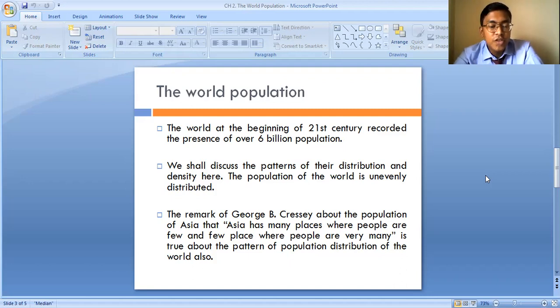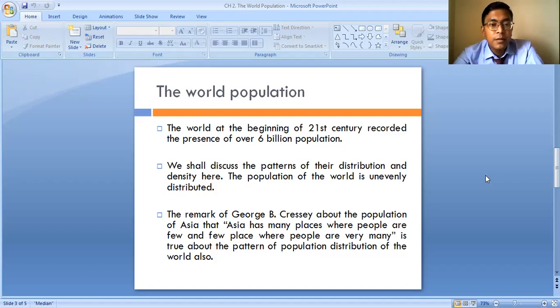In this chapter, on world population distribution, density, and growth, we are mainly going to discuss the distribution of the 6 billion population, the density, and the different characteristics. Why is this group of people not concentrated in a particular area? Why are they scattered? Why is the distribution uneven? That we are going to discuss in this chapter.